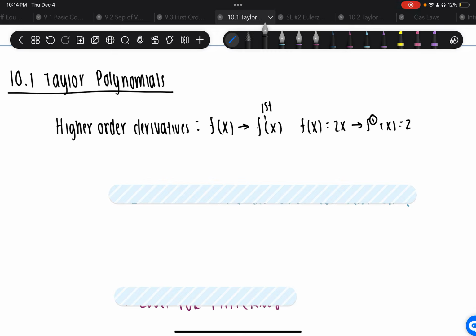We are going to be needing to find the second derivative, which can be represented with two apostrophes or just the number, as well as the third derivatives, and so on.